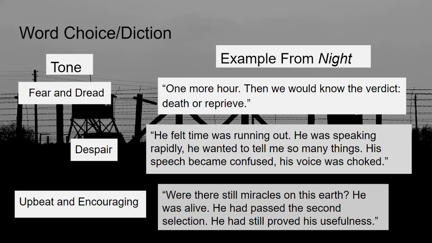Let's look at an upbeat and encouraging tone. Pay attention to the word choice, the diction, in this selection. "Were there still miracles on this earth? He was alive. He had passed the second selection. He had still proved his usefulness." Again, we're seeing this sense of maybe hope. There are miracles. He passed. He's useful.